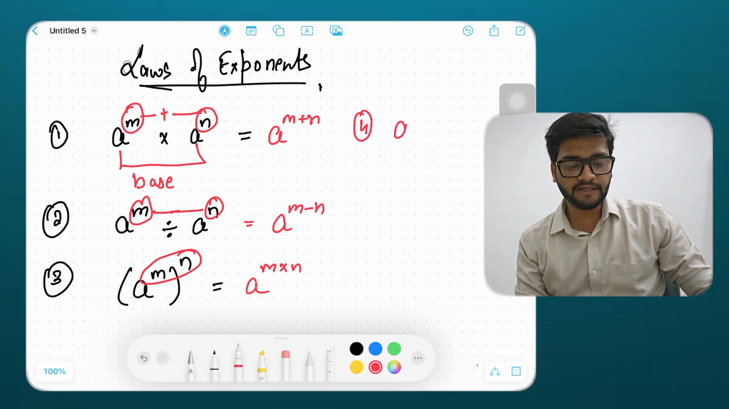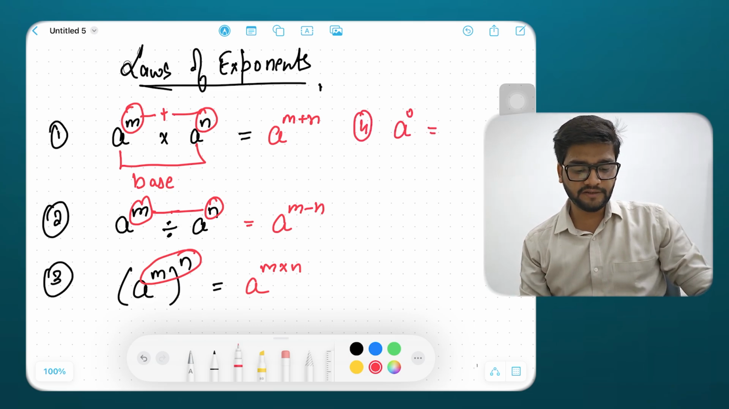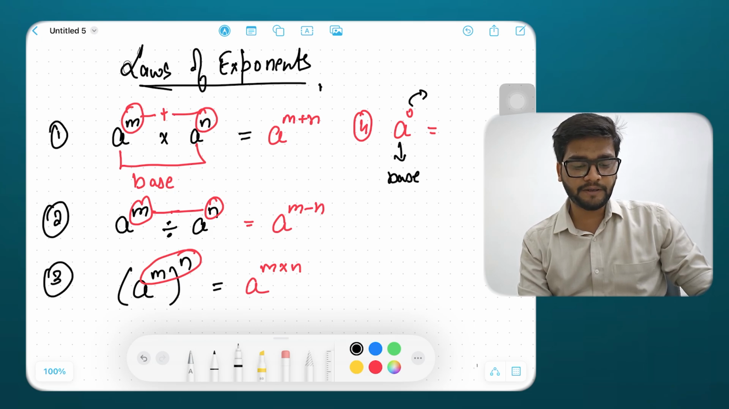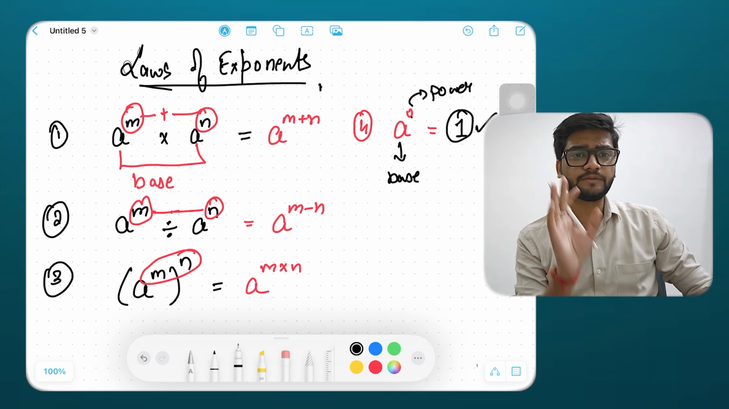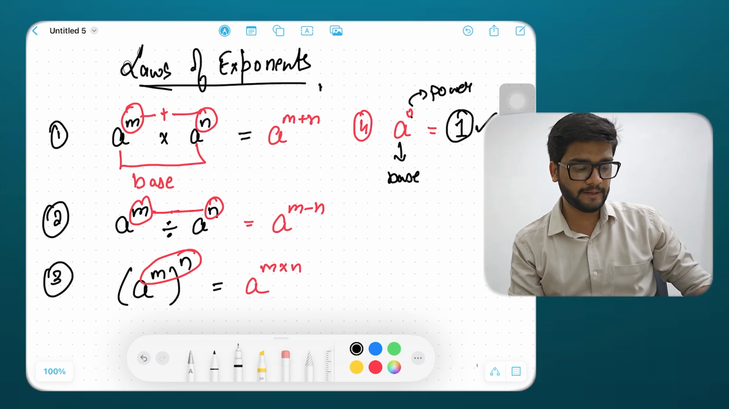The fourth formula is, if we have anything raised to the power of 0, this is the base and this is the power, that will become 1. Anything raised to the power of 0 will become 1.